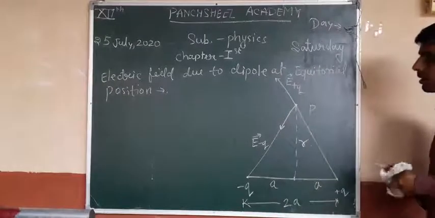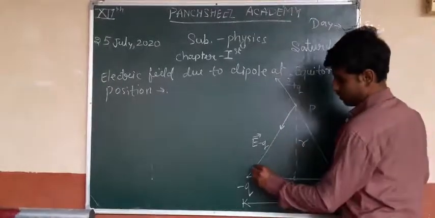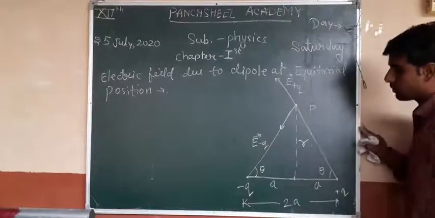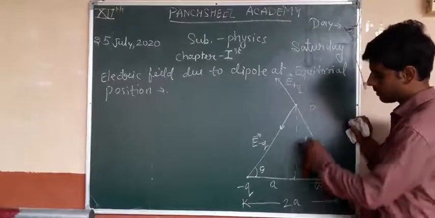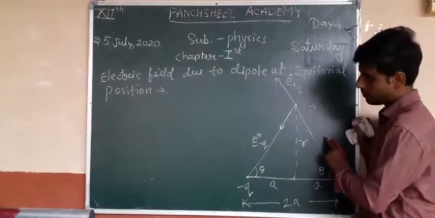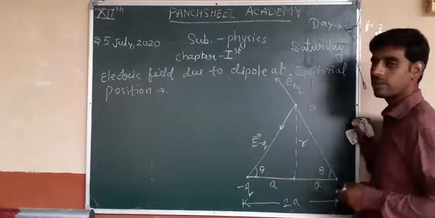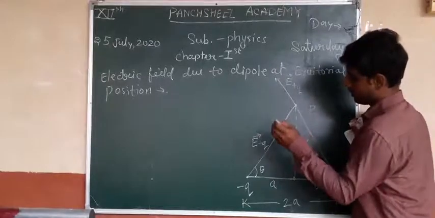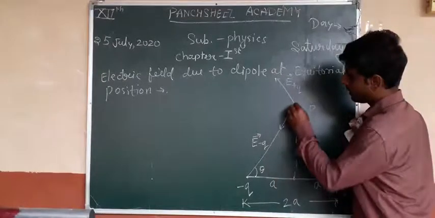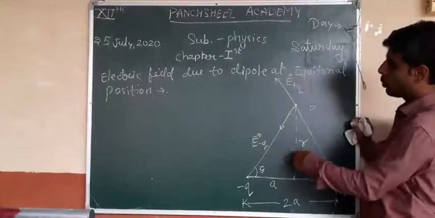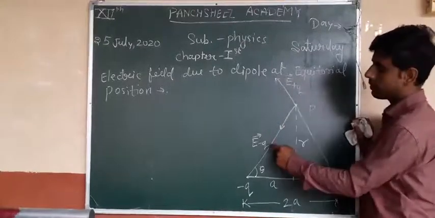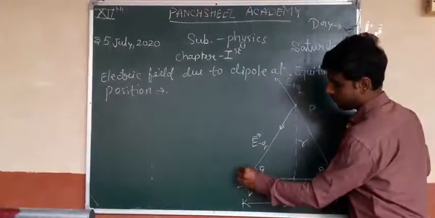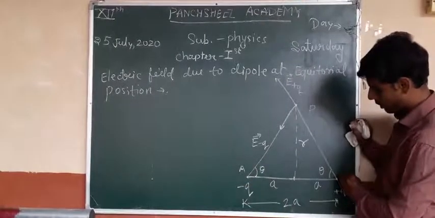Suppose this is angle theta, and this angle is also theta, because these two sides are equal. So if this angle is theta, then this angle is also theta, in an isosceles triangle. If this angle is theta, there are two electric fields, first E minus q and E plus q. Suppose this is A point and this is B point.